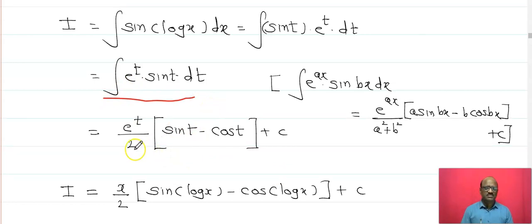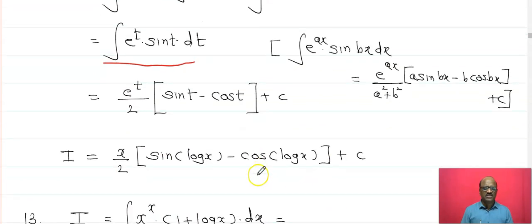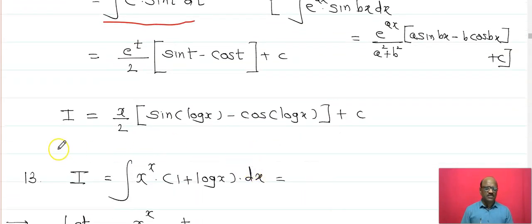Therefore its integral is that is e raised to ax, here a is 1 and b is also 1. Therefore e raised to t upon a square plus b square, 1 square plus 1 square, that is 1 plus 1 which is 2. E raised to t upon 2 in bracket sine of t minus cos of t. Now substitute the value of t, which is log x, that is e raised to t is x, upon 2 in bracket sine of log x minus cos of log x plus c, and in this way this problem is clear. You can see which option is the correct one.